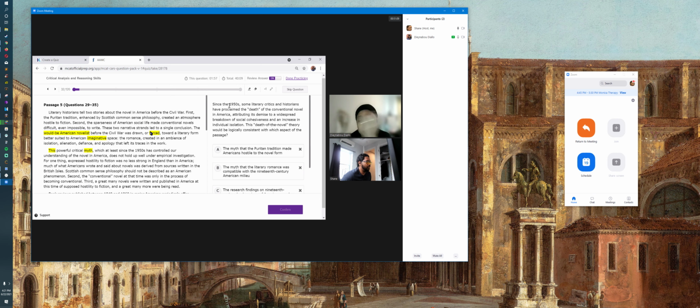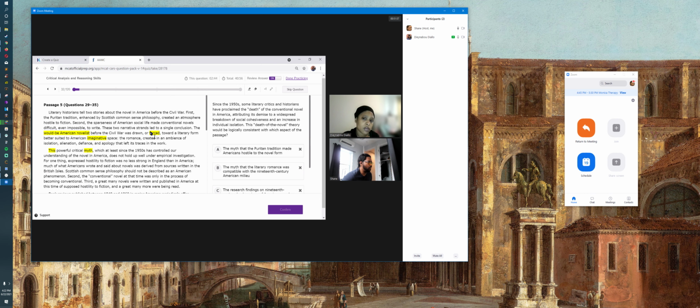Now, what I looked at first was where it says in the first paragraph, the sparseness. What's sparseness? Like spread thin, not that much, right? Of American social life. Now, they word it differently in the choice. In choice B, is that saying the same thing as the sparseness of American social life? No.